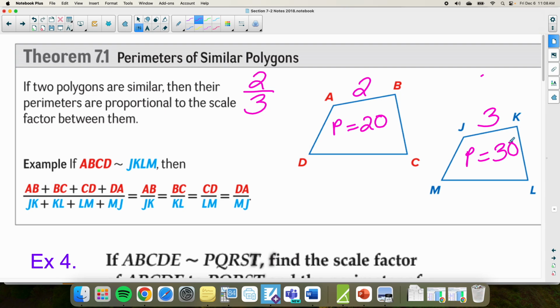So if I went the perimeter of this, which is 20, over the perimeter of this, which is 30, and I reduce that, it would also be 2 over 3. So what they're going to do is we would be able to find what's called the scale factor, or the ratio between two figures. And then what they're going to ask us for is what is one of the perimeters, or what is one of the sides, and then they'll ask us for the scale factor.